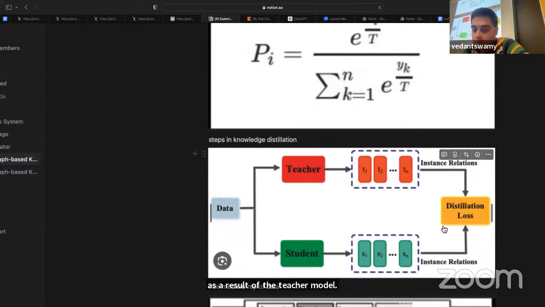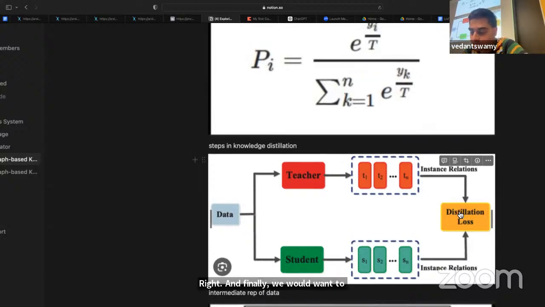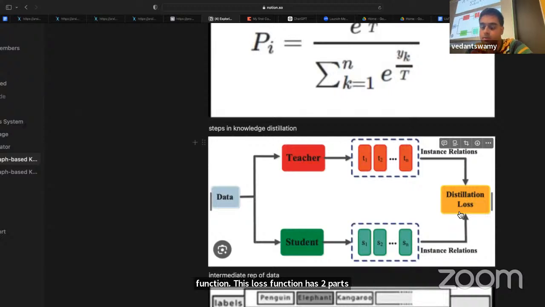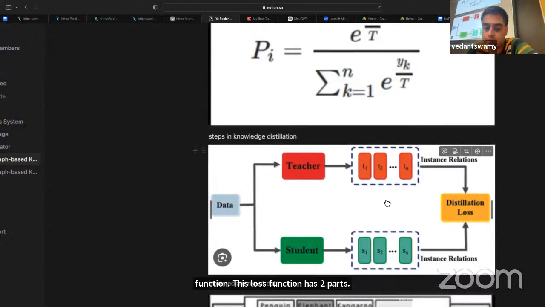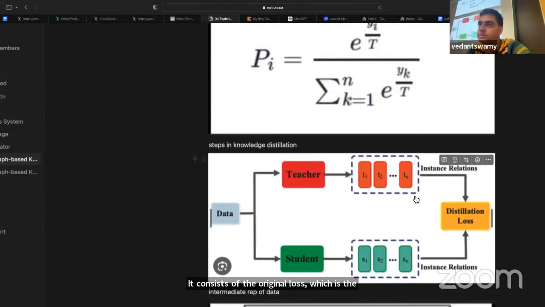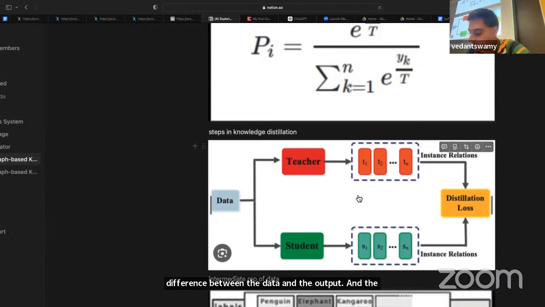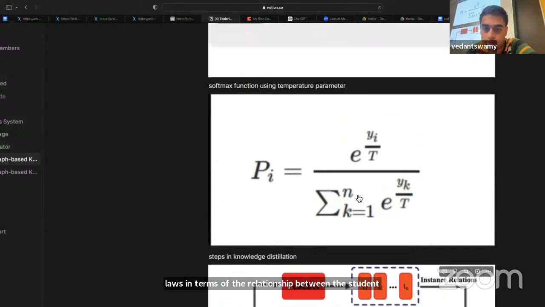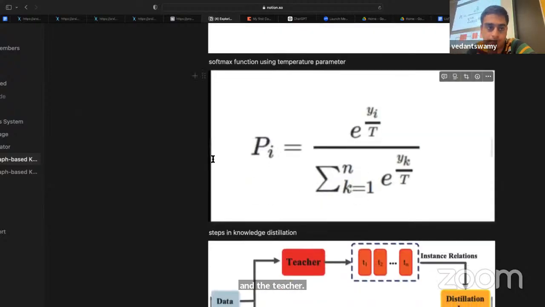And finally, we would want to optimize the loss function. This loss function has two parts. It consists of the original loss, which is the difference between the data and the output, and the loss in terms of the relationship between the student and the teacher. So this was what was covered in Hinton's paper.